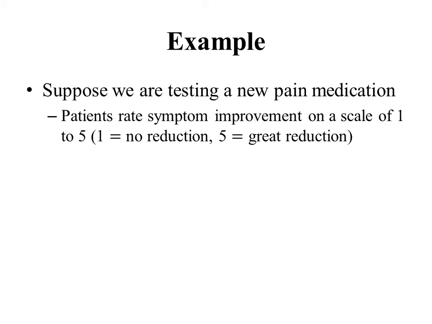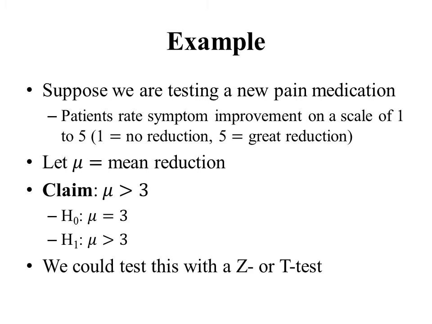So to illustrate the need for a non-parametric test and what we mean by this normality requirement, let's take a simple example. Suppose we are testing a new pain medication, and so we give the medication to some patients, and then the patients rate the symptom improvement on a scale of 1 to 5, where 1 means no reduction and a 5 means a great reduction. And so let's define a parameter here, mu, to equal the mean reduction. Now let's suppose that a researcher claims that the mean reduction for this pain reliever is greater than 3. And so they set up hypotheses that mu equals 3 versus mu is greater than 3.